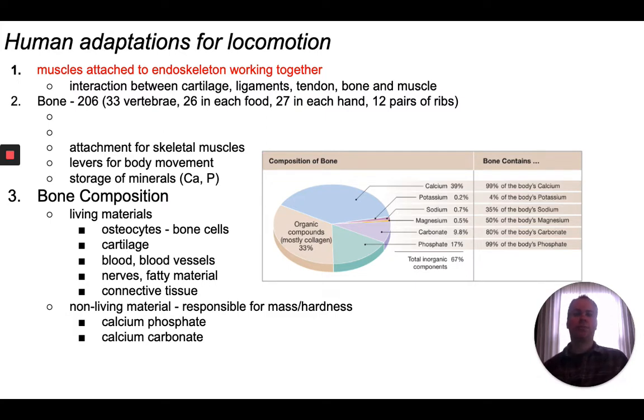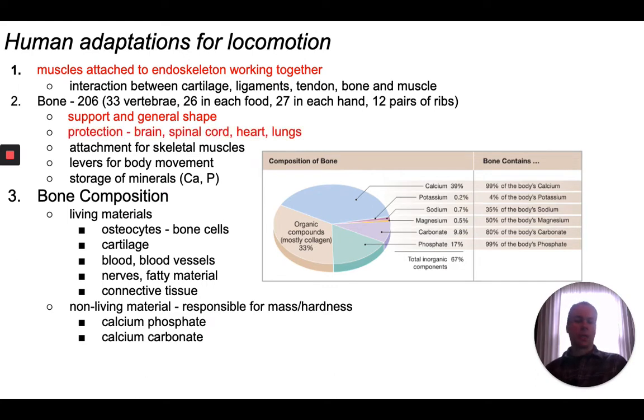The interaction of those pieces, cartilage, ligaments, tendons, bones, and muscles, are all coordinated to allow for movement. So we'll talk first about bones. We have 206 bones that make up our body. They give our body its shape and support.